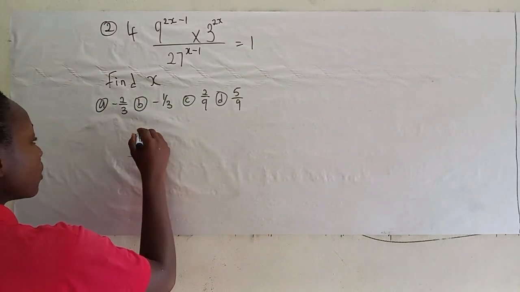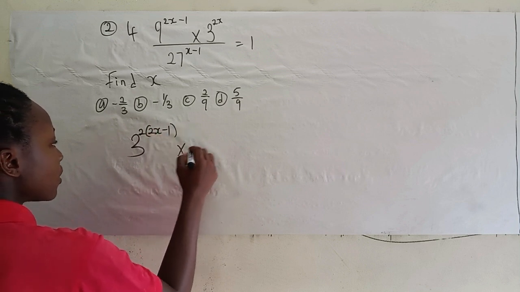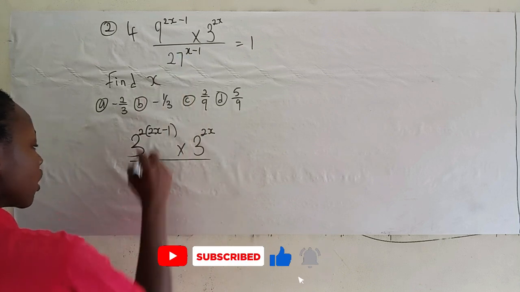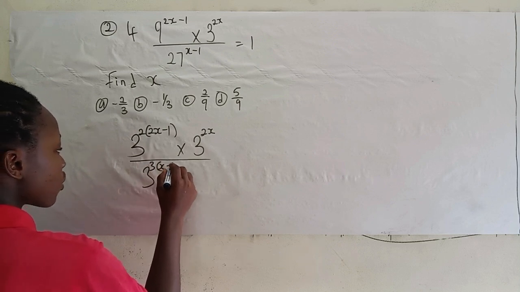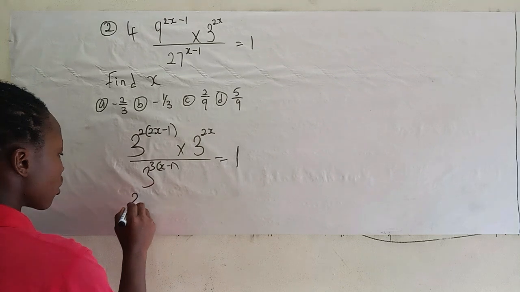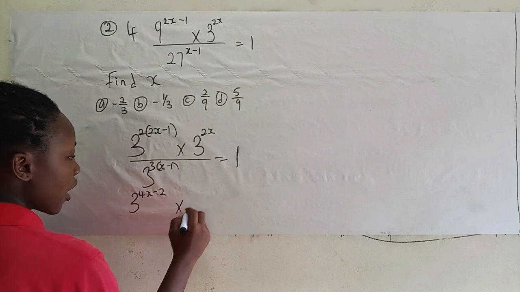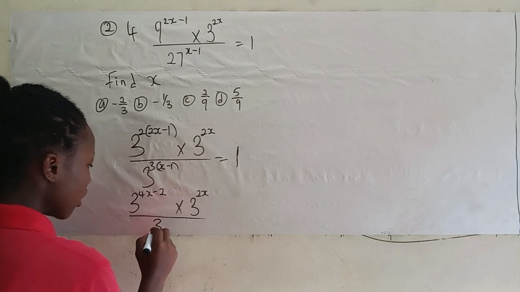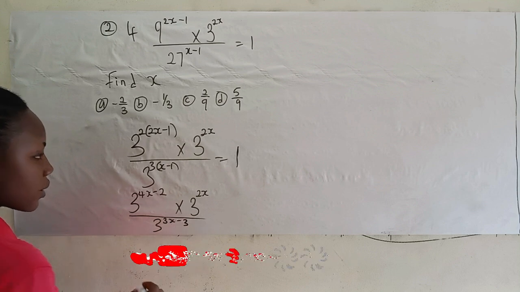Here we are going to have 3 raised power 2 times 2x minus 1 times 3 raised power 2x all over 3 raised power 3 times x minus 1 equals to 1. So this times this is going to give us 3 raised power 4x minus 2 times 3 raised power 2x all over 3 raised power this times this, 3x minus 3.